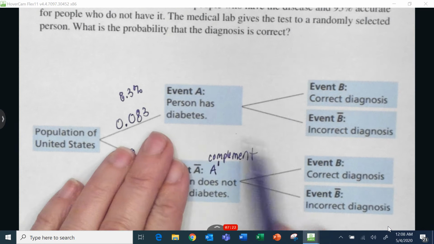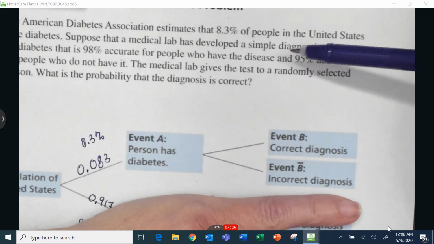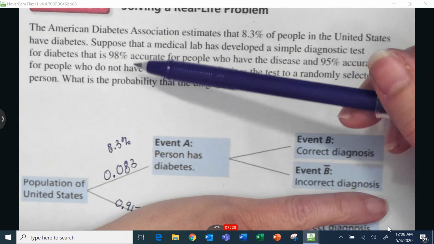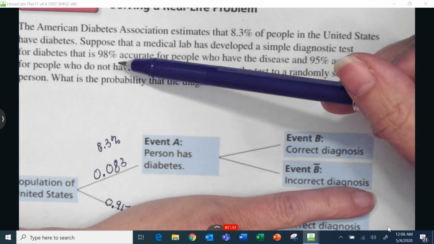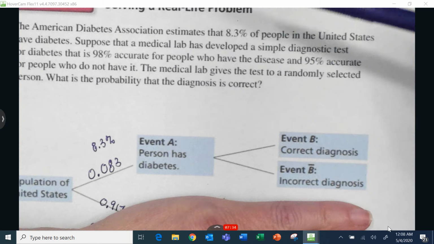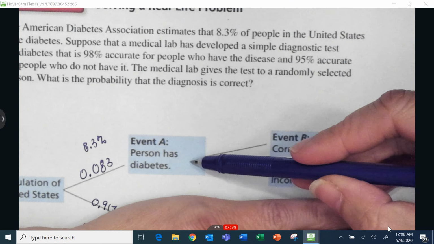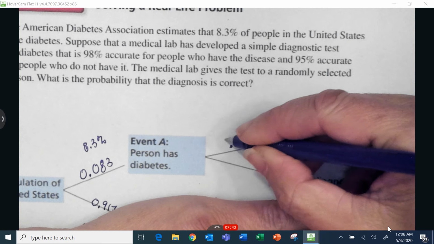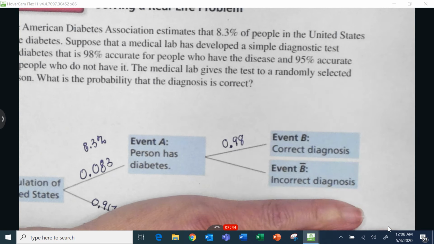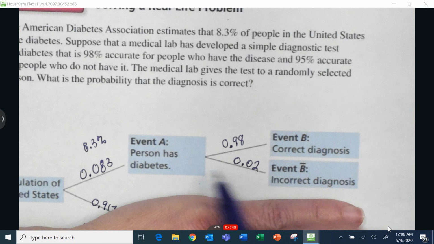Now we're going to look at just people who do have diabetes. This test says if the person does have diabetes, 98% of the time the test will work. It will be accurate. So if a person has diabetes, the correct diagnosis from this test will be 98% of the time, so 0.98. That means 2% are diagnosed incorrectly.